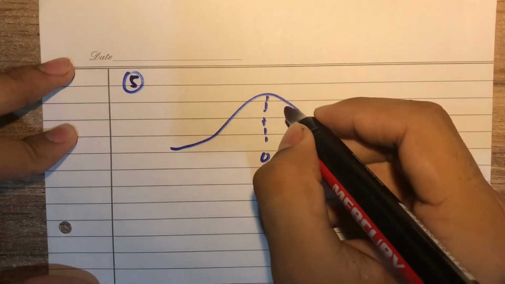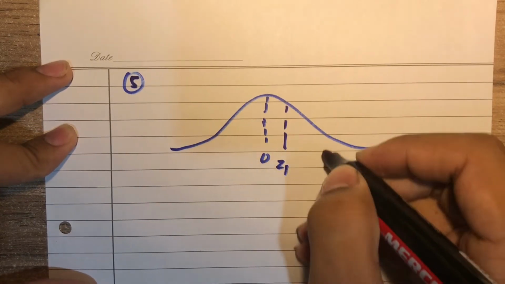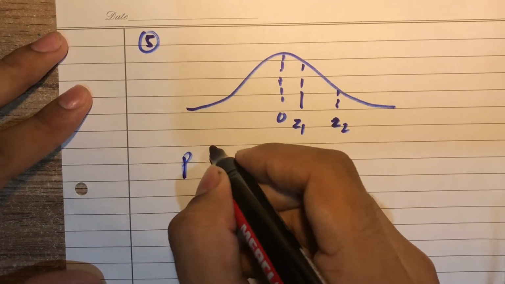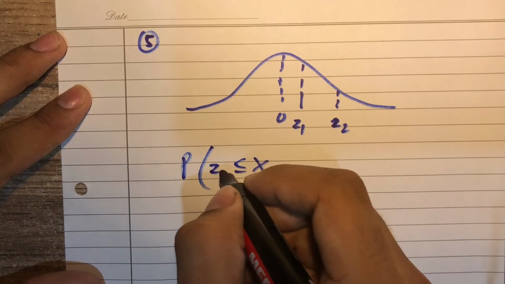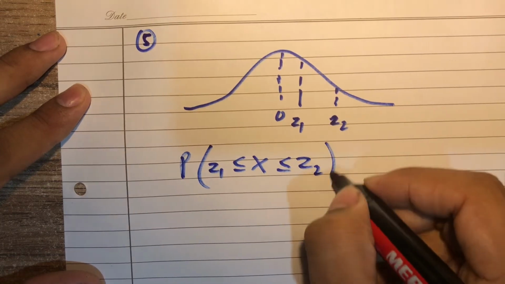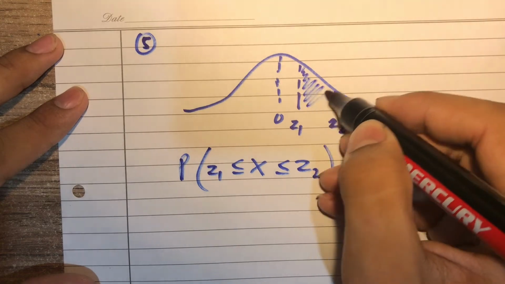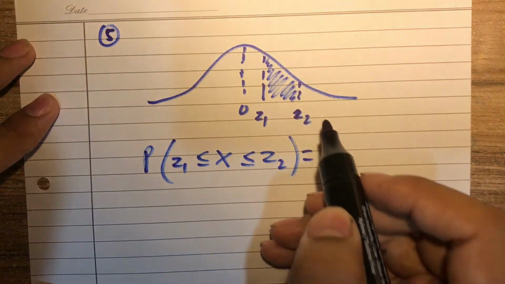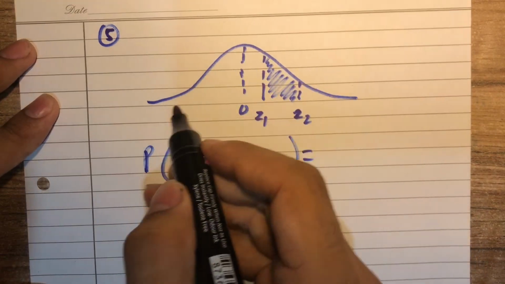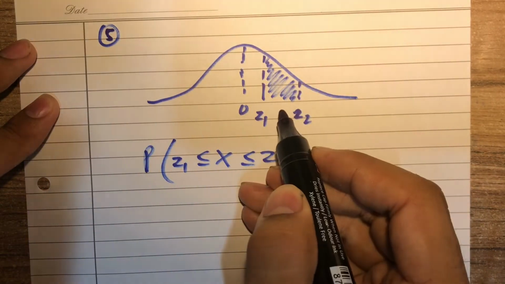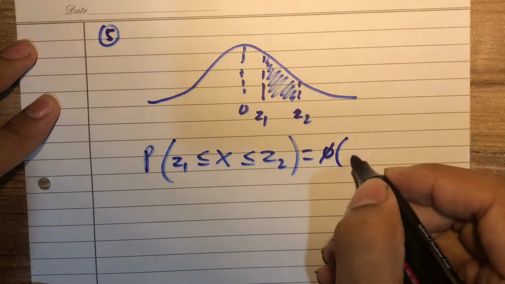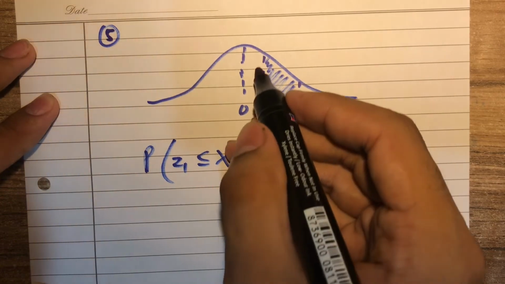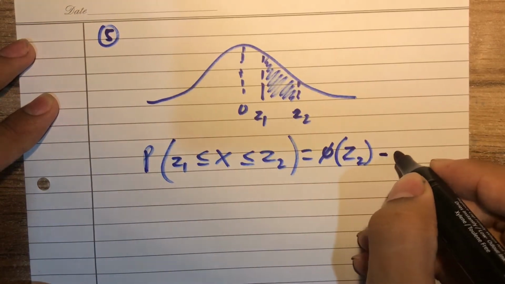If, for example, I have z1 here and z2 here, and I have to find the probability of x greater than or equal to z1 or less than or equal to z2. So basically I have to find this region. So what I'll do is I'll find the probability of x less than or equal to z2, that will give me this whole region. So phi z2, and then I'll subtract the probability of x less than or equals to z1, that is this region, so I'll get the shaded region.